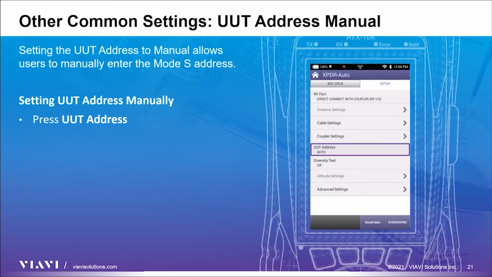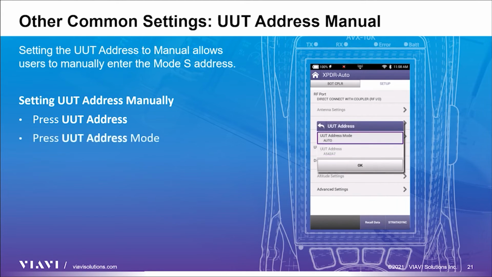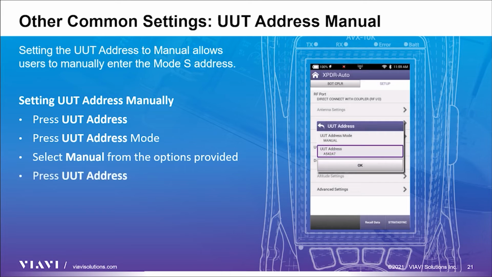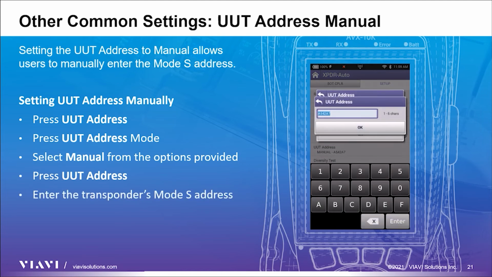When testing with the UUT address in the manual condition, for example, in a high-traffic environment or with weight on wheels, the operator must input the mode S address for the UUT to respond. To manually enter the mode S address, select the UUT address option. Select Manual in the resulting pop-up. To change the mode S address, click the UUT address button and enter the address using the on-screen keyboard.